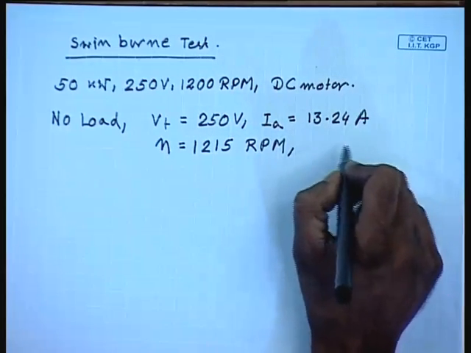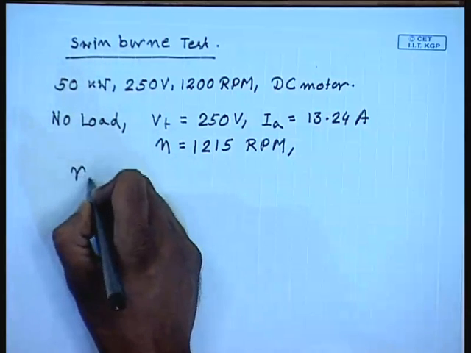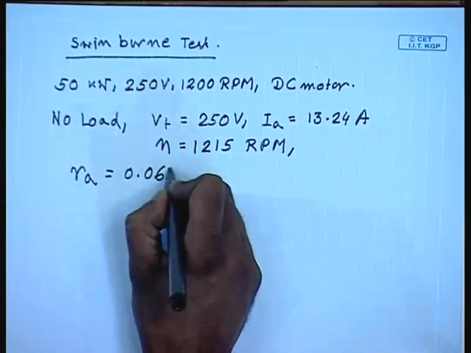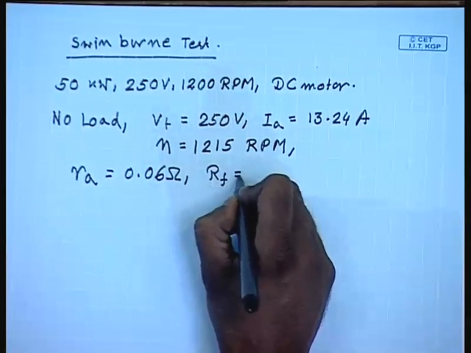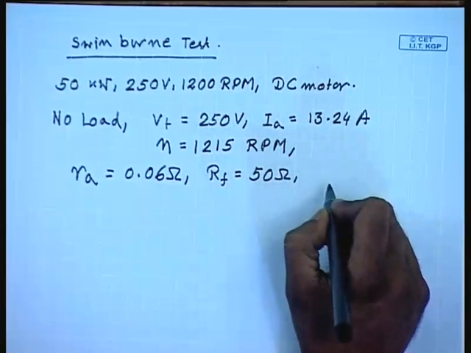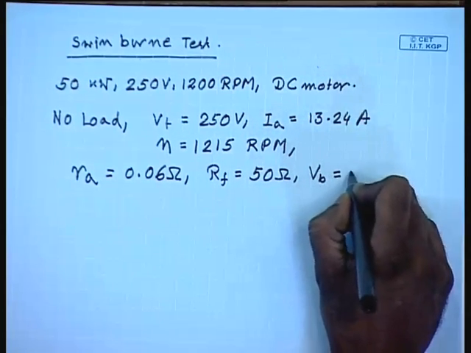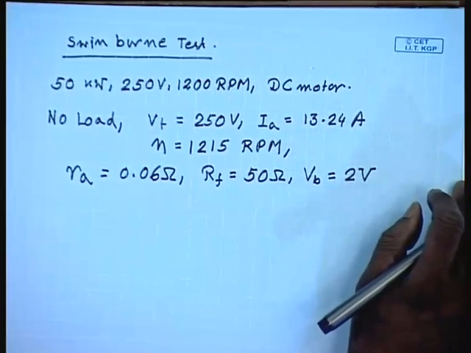The resistance measurements and brush contact drop measurement gave you Ra equal to 0.06 ohm, Rf equal to 50 ohm, and Vb equal to 2 volts, that is the drop in the brushes.